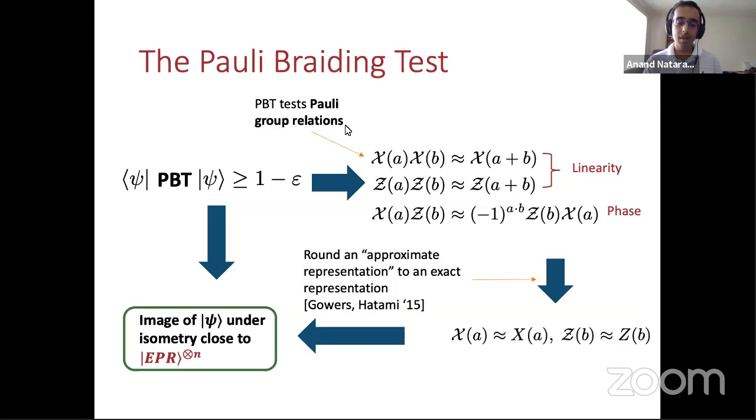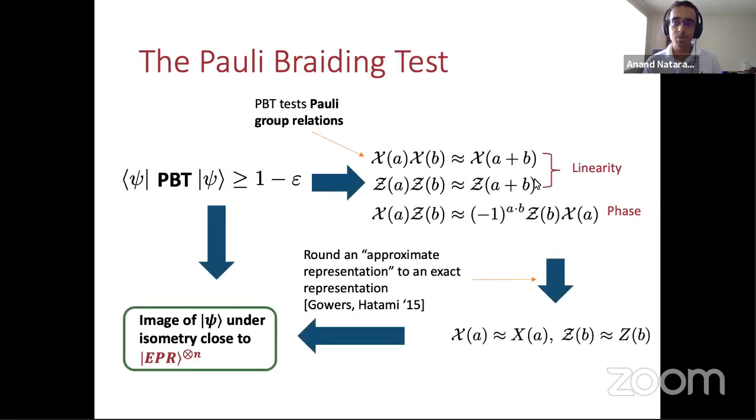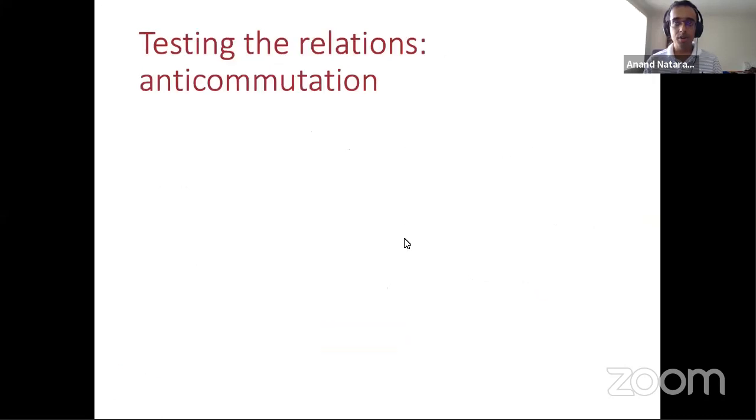To do this, we're going to look at what these two different relations look like and design a game that can test for each one of them separately. First, I'll start with the easier case. Remember that there is this phase relation here, which, whenever A and B have an inner product equal to 1, certifies that this X of A observable and this Z of B observable anti-commute.